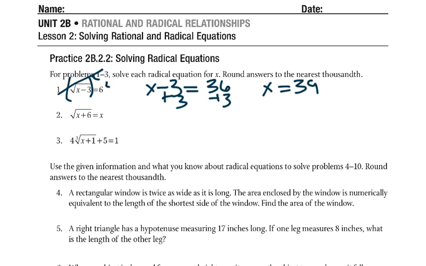Then typically what you need to do is plug the numbers back in, because sometimes some won't work. Like this one, 39 minus 3 is 36. The square root of 36 is going to give us a positive or a negative 6, which the positive 6 works. Alright, second one, same idea, right? Square these.